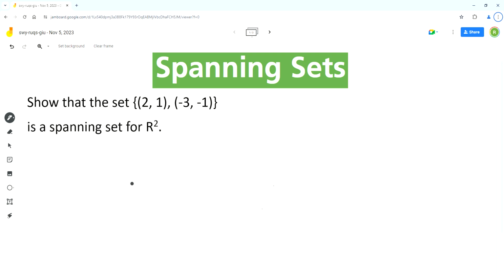So in this video, we'll solve this problem using the concept of spanning sets. As per the problem, show that the set (2, 1), (-3, -1) is a spanning set for R2. So we are given a set of two vectors and we have to show that this set of vectors spans R2. Now a set of vectors will span R2 if any vector in R2 can be written as a linear combination of these two given vectors.